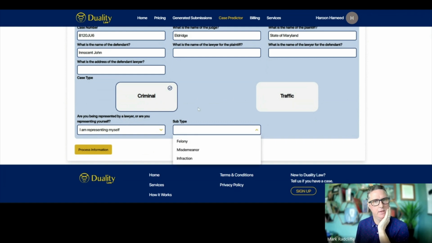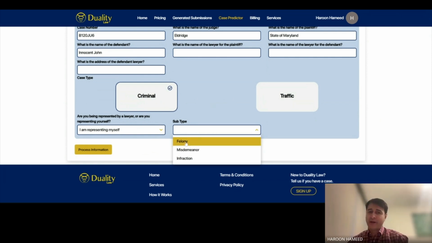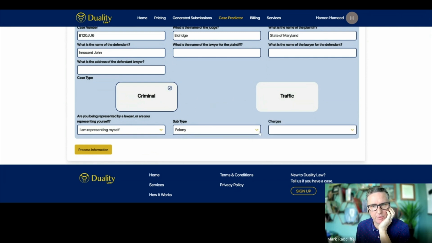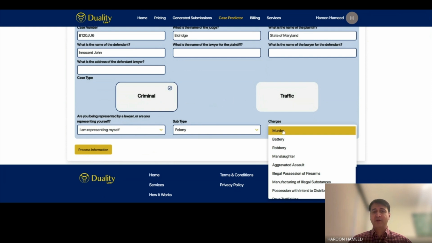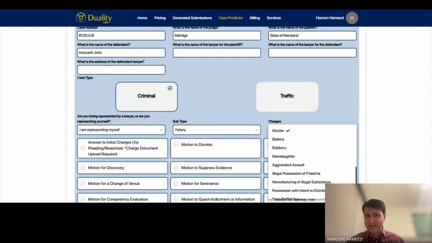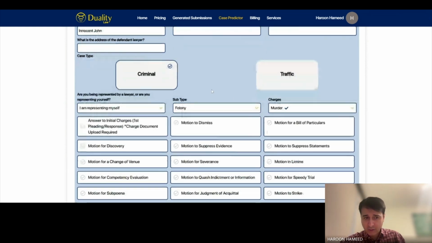Yeah. So I'm pulling all of this right off the document that I have, right? So I'm filling all these first ones in. I'm picking my subtype. We're going to start right at the top. We're going to do murder. We'll stick with one today, but you can do multiple.